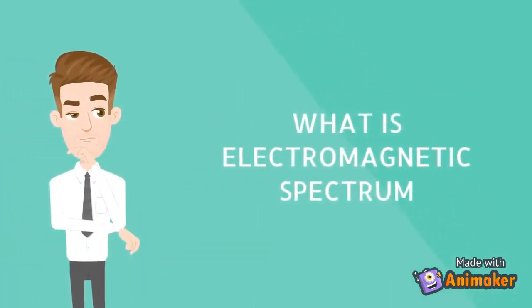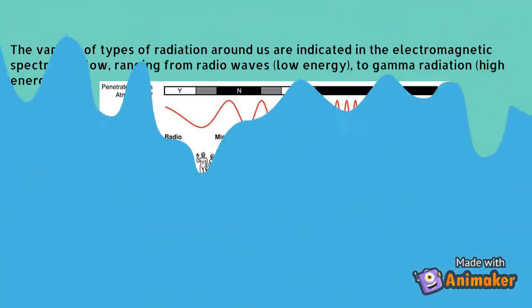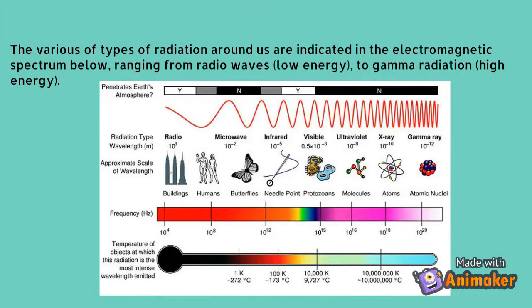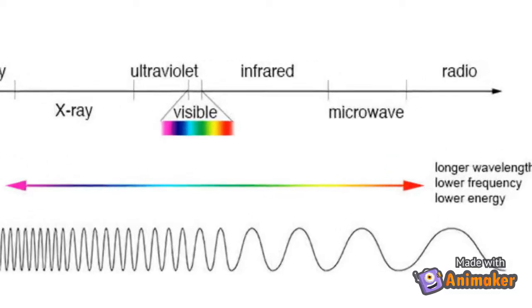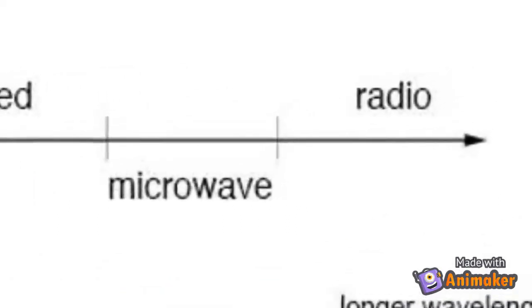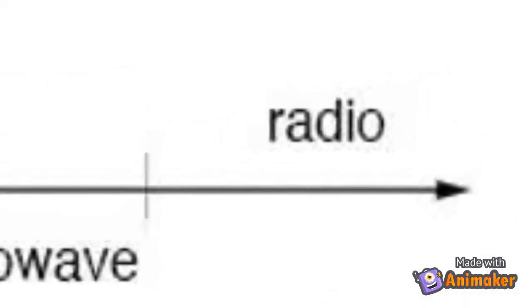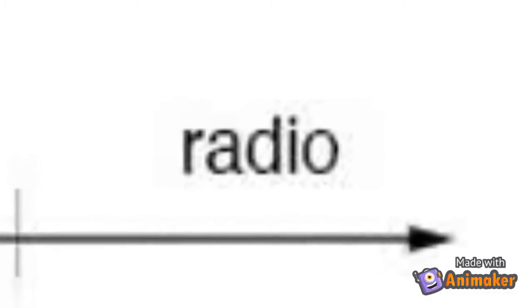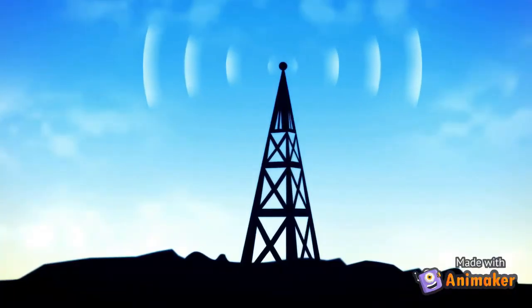What is the electromagnetic spectrum? The various types of radiation around us are indicated in the electromagnetic spectrum below, ranging from radio wave, which is low energy, to gamma radiation, which is high energy. Radio waves have the longest wavelengths and lowest frequency in the spectrum. It's used to broadcast radio and television.